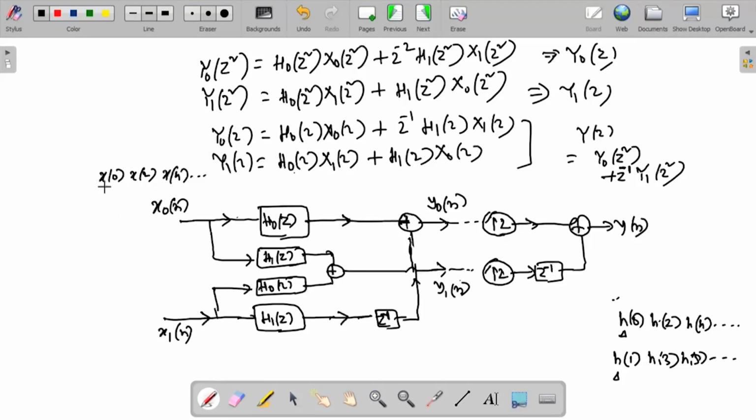What is this? Maybe put an origin here. What is this? x1 origin here, x3, x5, dot dot dot. Now, my input is x[n]. How will I obtain all this?